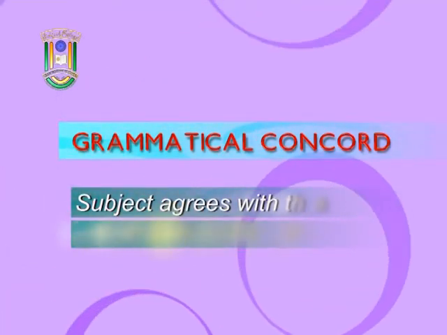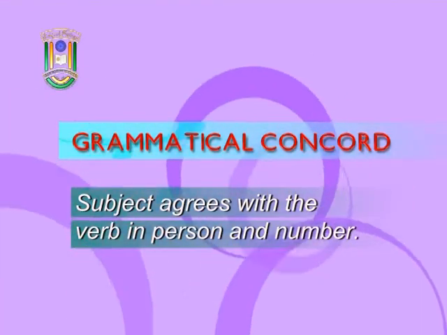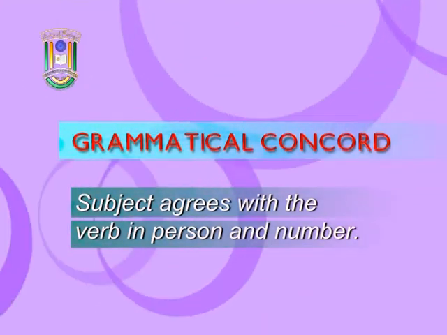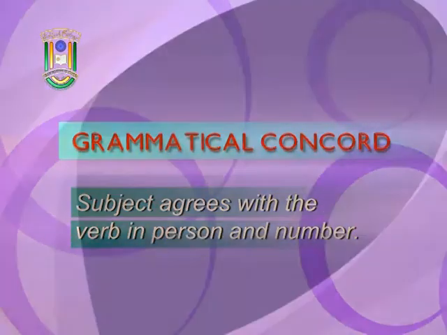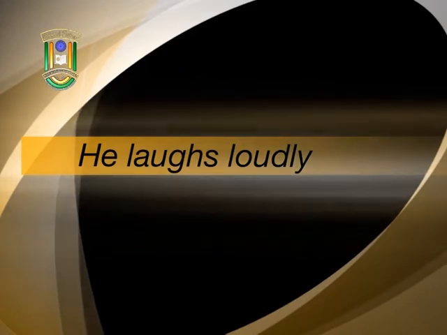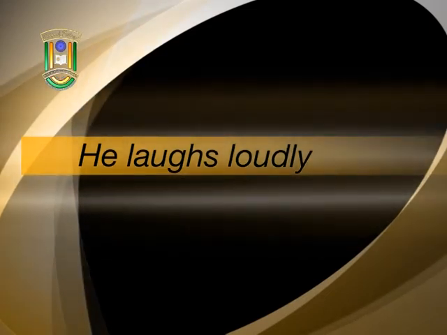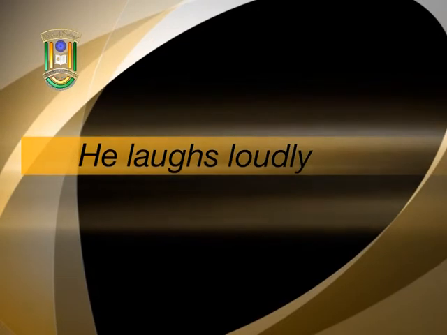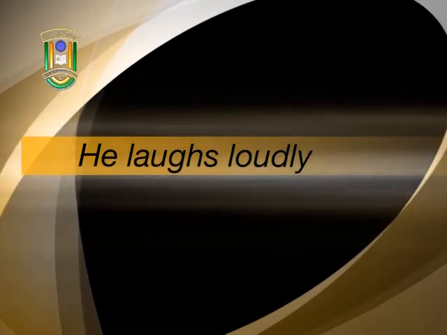First, let us look at grammatical Concord. What do we understand by grammatical Concord? In grammatical Concord, the subject agrees with the verb both in person as well as in number. Listen to the sentence. He laughs loudly. The verb laughs agrees with the subject he. Similarly, another sentence could be, I write slowly. Here the verb write agrees with the subject I.